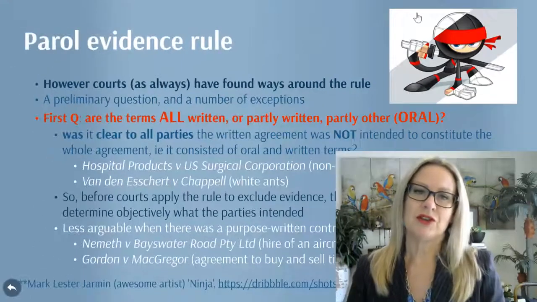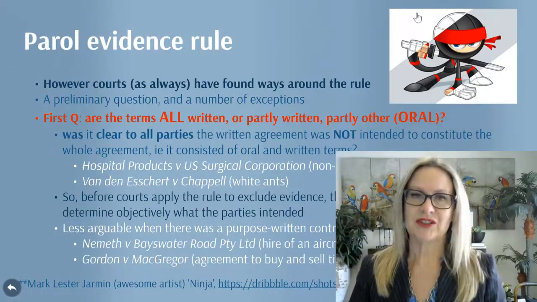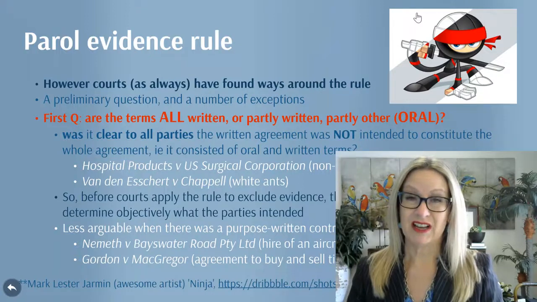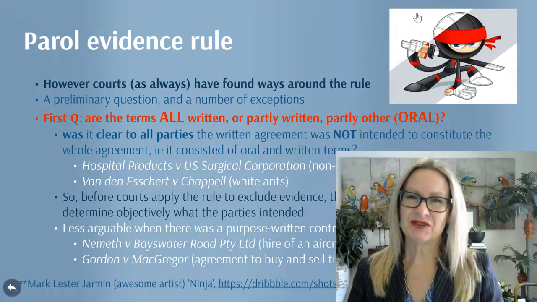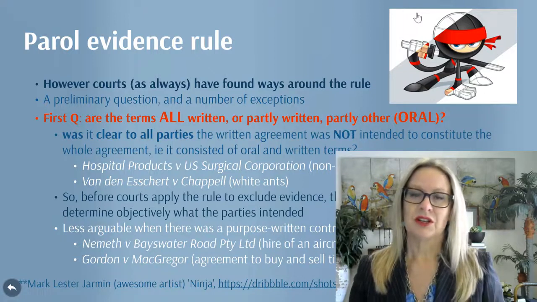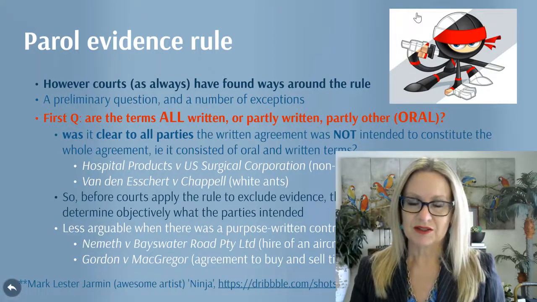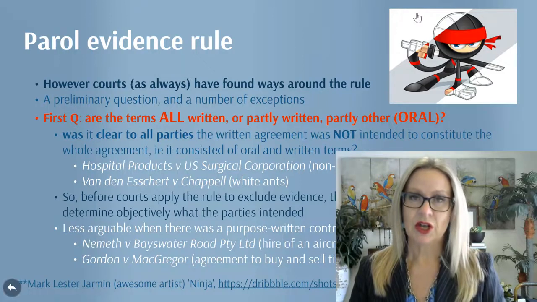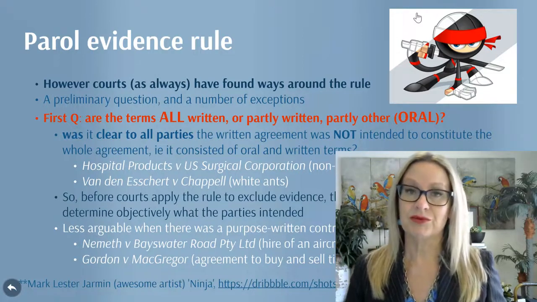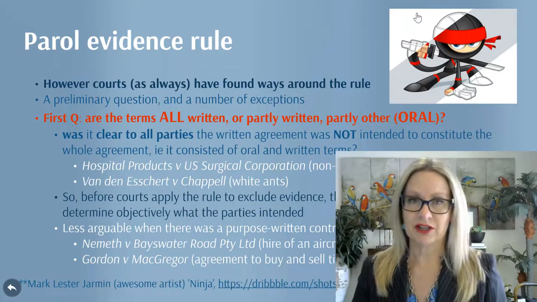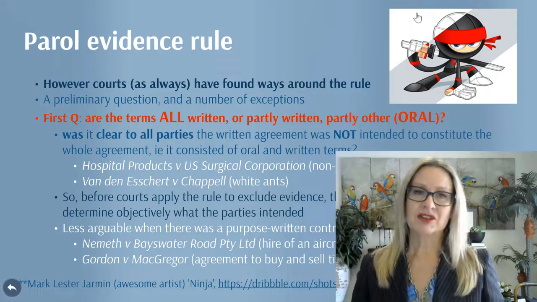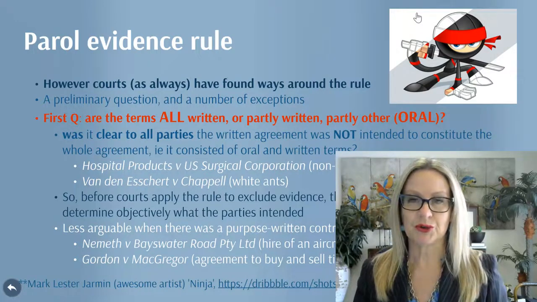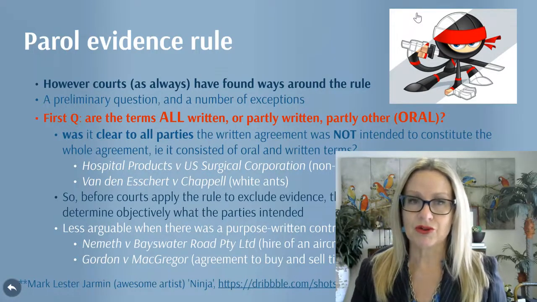Okay, so the first way that you can try and get extrinsic evidence of potential contract terms in front of the court is by saying, well, actually, if you look at the context of what occurred between the parties, you will see that in actual fact, the parties did not intend their bargain to be governed wholly by the written terms, because the parole evidence rule only applies to written contracts.